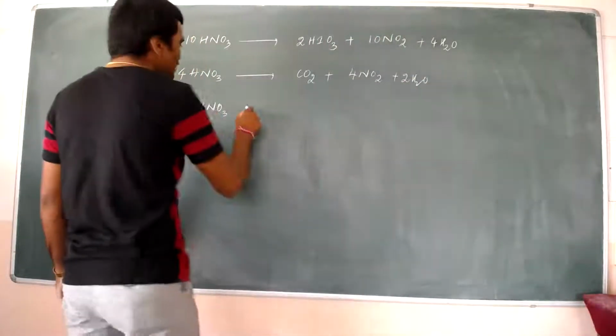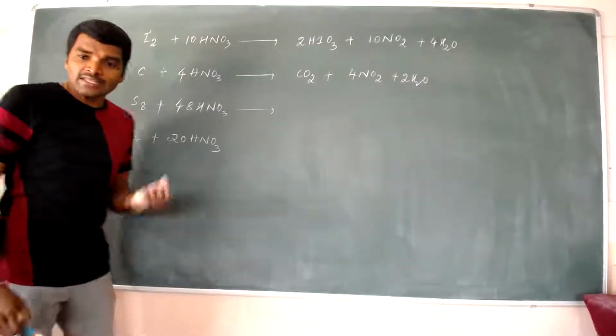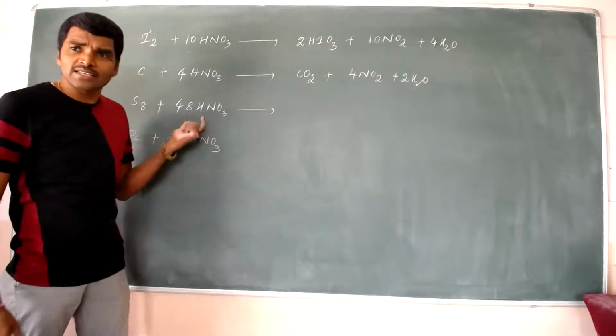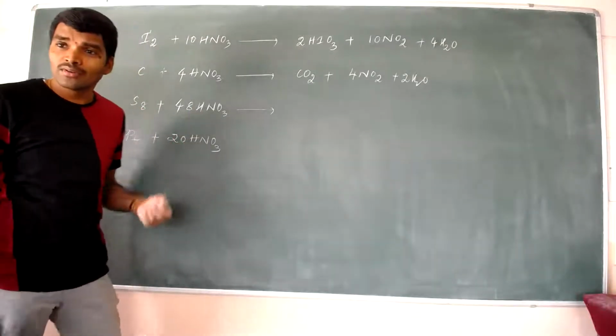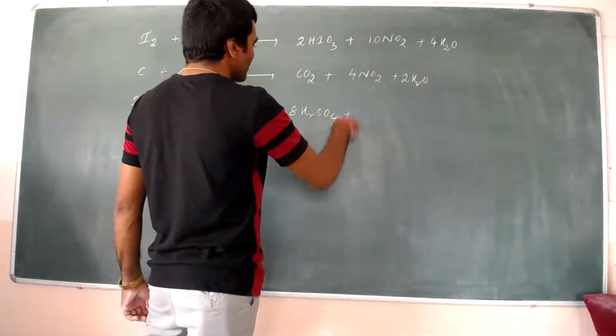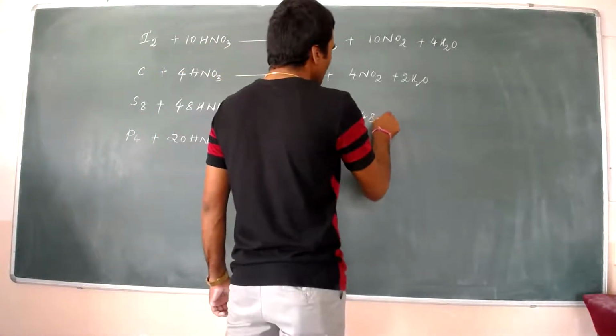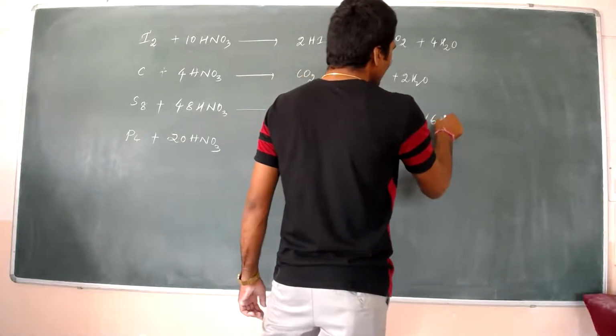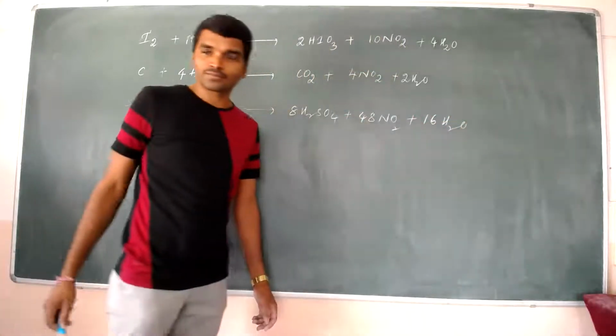Now see here, S8 molecule. S8 molecule reacts with nitric acid. Then formation of sulfuric acid. 8 moles of H2SO4 will be formed, as well as 48 moles of NO2 will be formed. Then 16 moles of water will be formed.